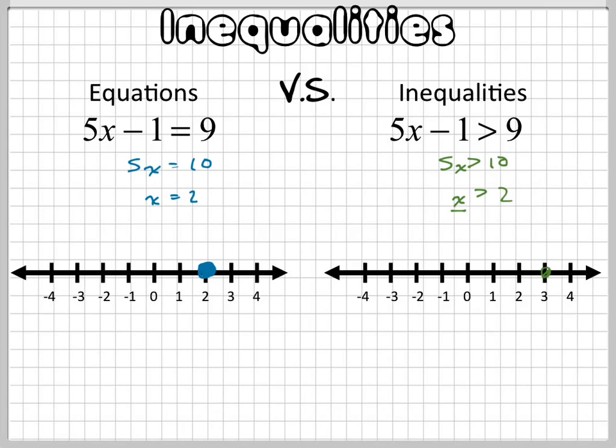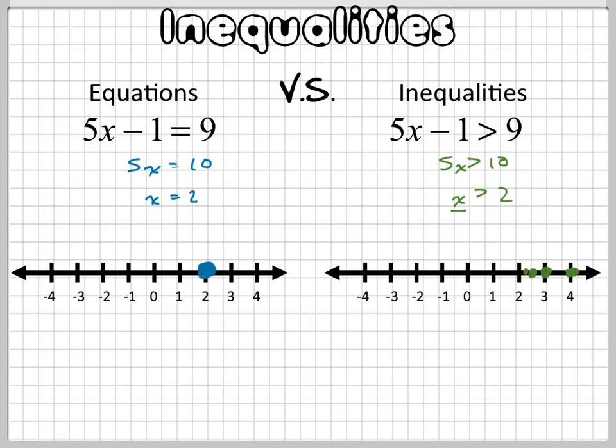Can I put a dot on 3? For sure. Can I put a dot on 4? Can I put a dot on 0? No. Okay, so 4 is a solution. 3 is a solution. Those ones work. Can I put a dot on 2.5? What about 2.1? What about 2.00001? 2.000000000000001. Okay, now those would be really hard to put dots on.